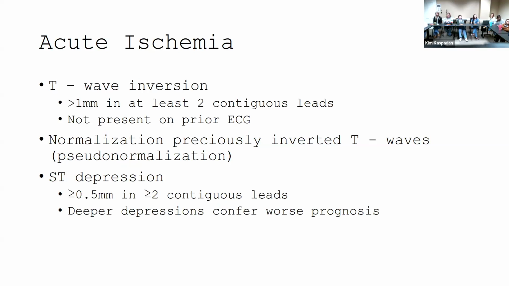So greater than 3 millimeters of ST depression, if it has positive troponin, is like a 30% mortality rate at 90 days. So it's interesting.